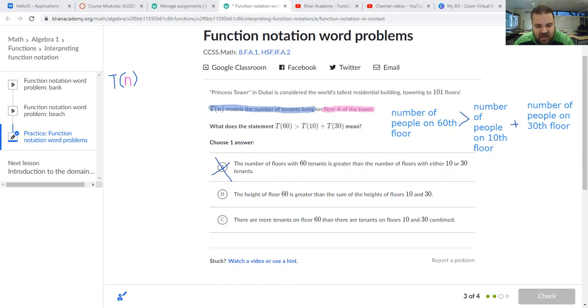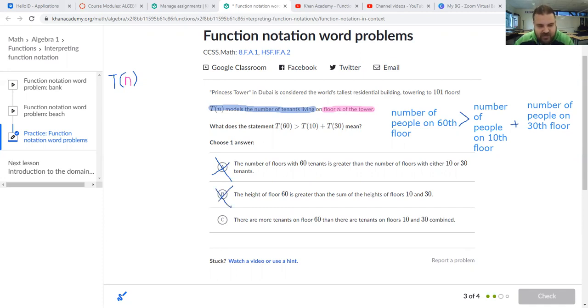All right, the height of floor 60 is greater than the sum of the heights of floors 10 and 30. I think that's correct, but let's just check here. There are more tenants on floor 60 than there are tenants on floors 10 and 30 combined. Actually, I think that one's correct. Let me go back up and read this. The height of floor 60, we're not even talking about height. So that one's wrong, right? I almost fell for it. I almost went for the wrong answer.